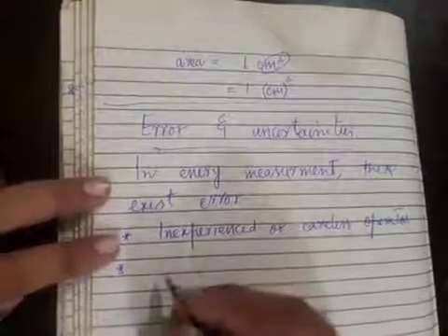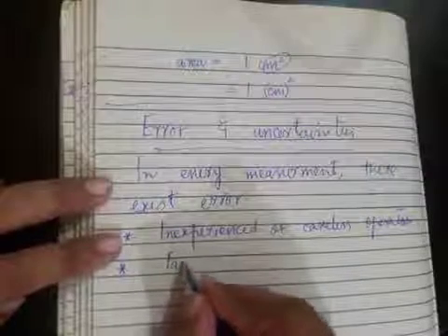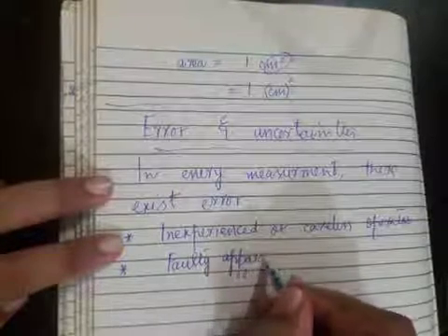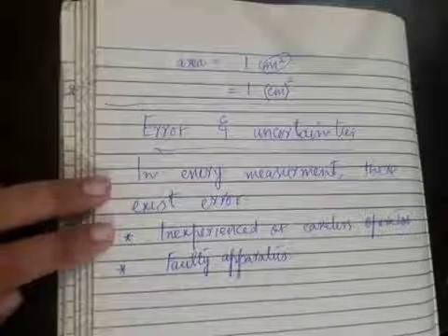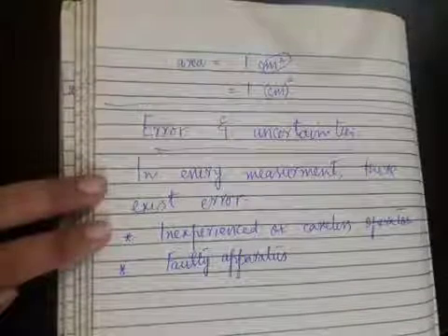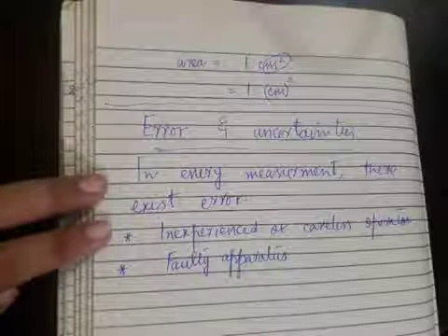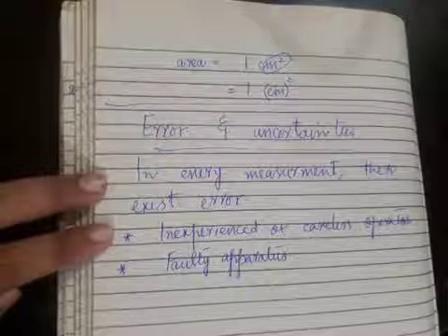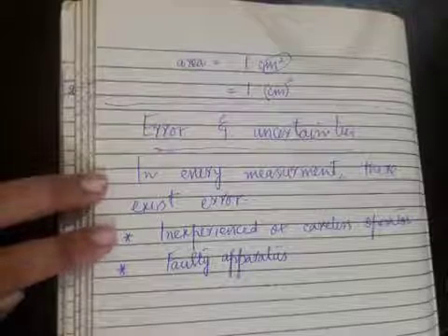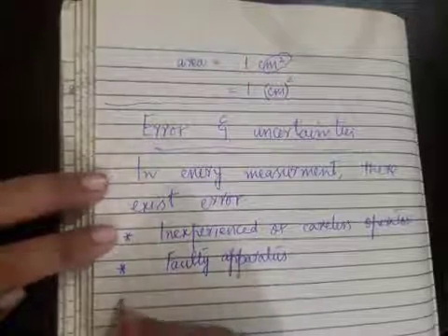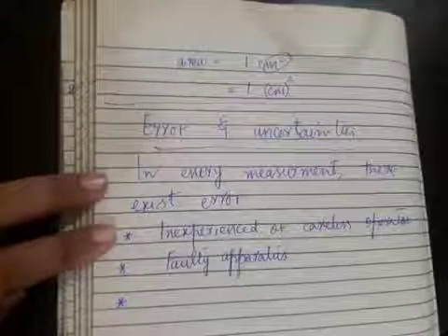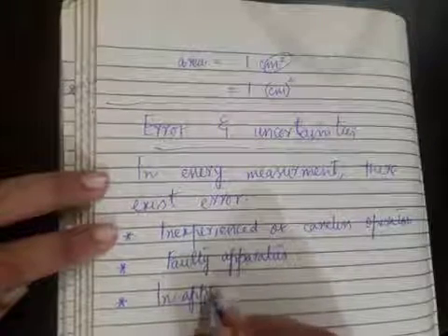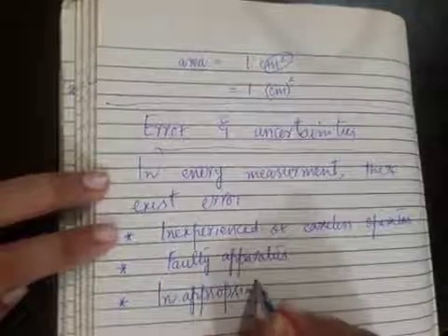Second, faulty instruments. The instruments are not of good quality, or maybe they developed some type of fault or error due to overuse or for any other reason. Next is inappropriate method.